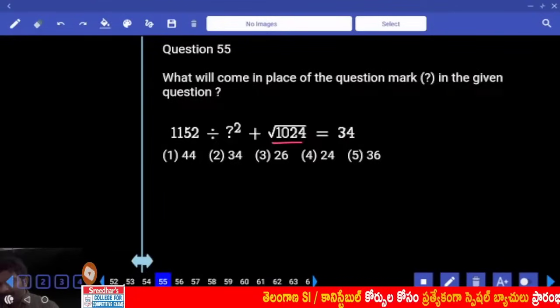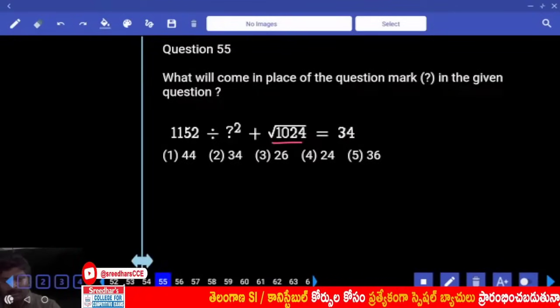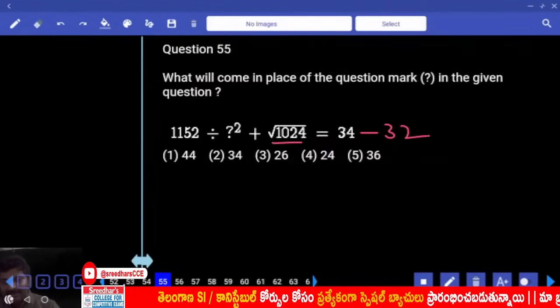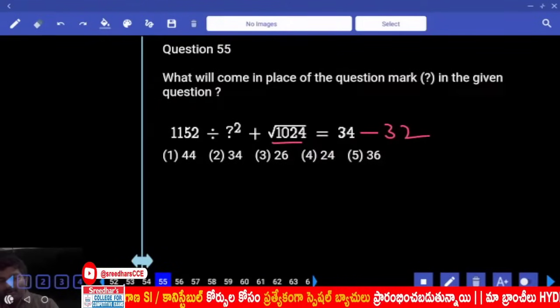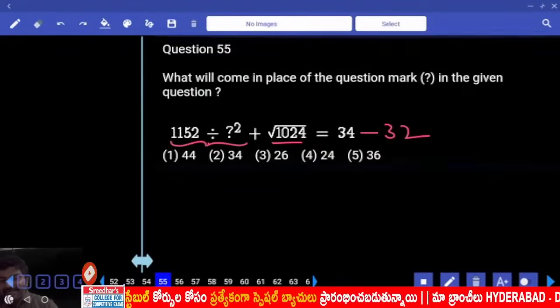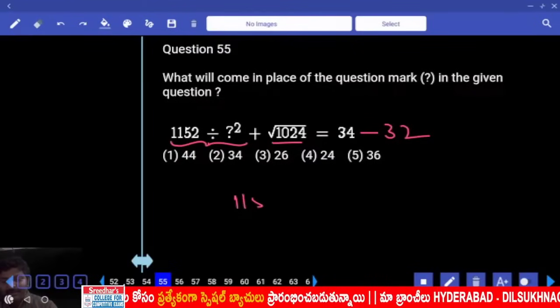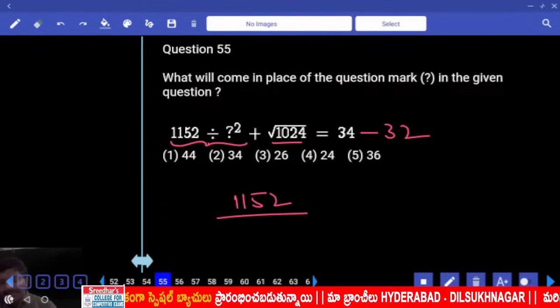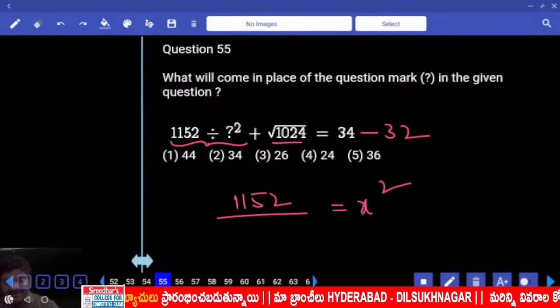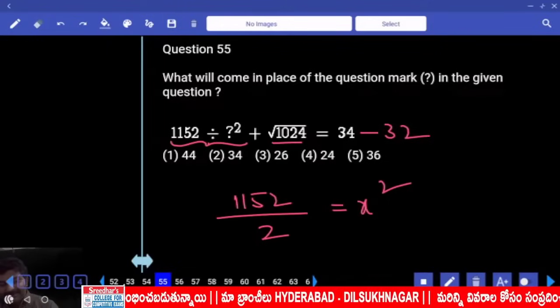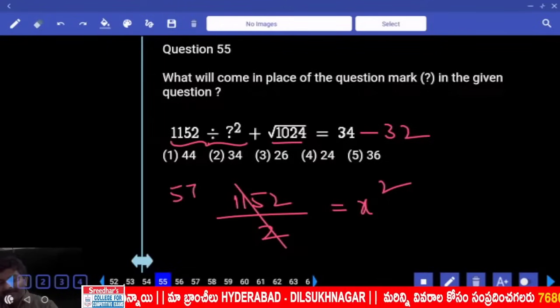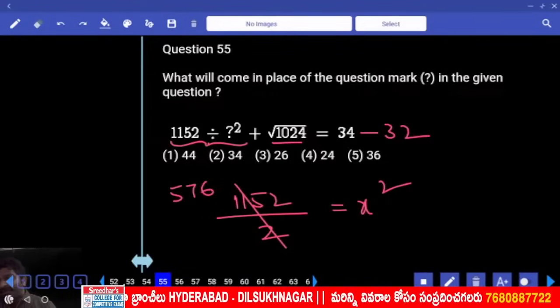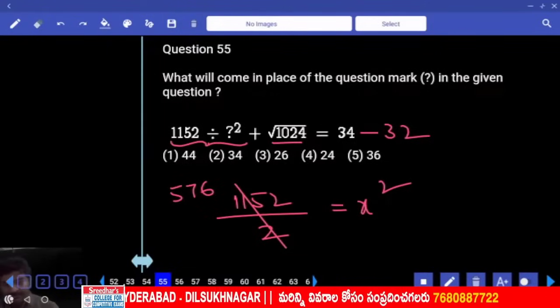1024. Under root, value 32 goes to the other side, minus 32. How much is that? 2. Left hand side we have numerator 1152, denominator x square. X square goes to the right hand side, number comes to the left hand side. This becomes 576. Which number square is it? 24.